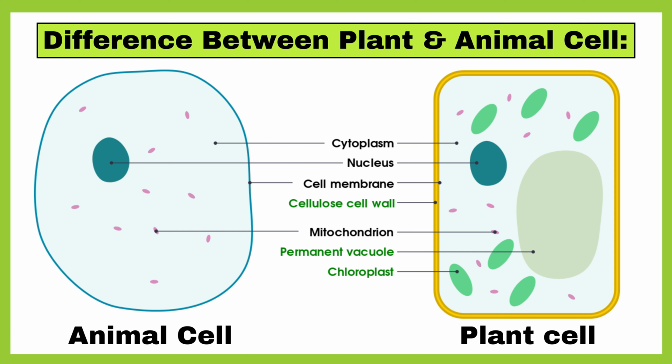Now we'll talk about the differences in a simple plant cell. A cellulose cell wall will be present in the simple plant cell. Mitochondrion is present in both the cells. Permanent vacuoles are present, but there is a difference: the vacuole in the plant cell is bigger, and the vacuole present in the animal cell is small. And the most important part of the plant cell is the chloroplast. We'll discuss the function of chloroplast in detail in further slides.